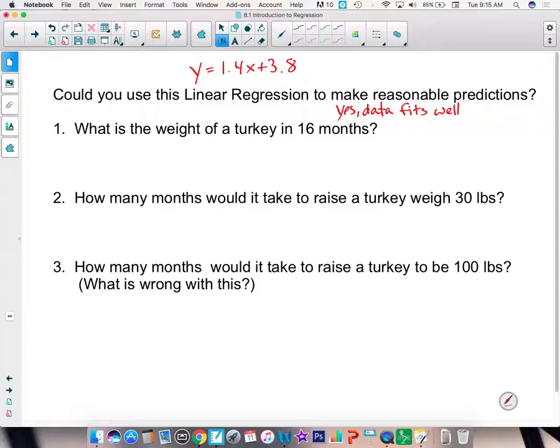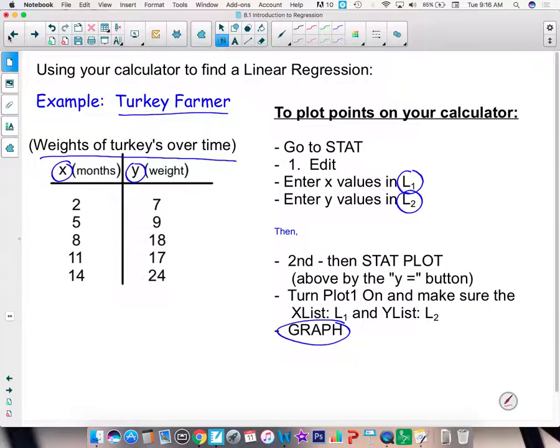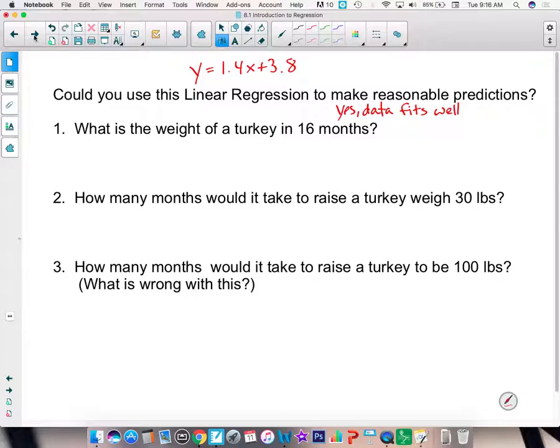So, number one, what is the weight of a turkey in 16 months? Well, our data goes up to 14 months, so we have to extrapolate and figure out what 16 months is. X is going to be our time, X was our months if you wrote down that chart. So we plug in 16 for X, put that into our calculator, and you get 26.2. So a turkey that's 16 months old weighs about 26.2 pounds.